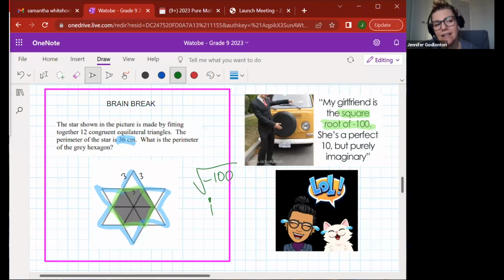SNV stands for signs, numbers, variables. It's just a way for us to remember how to break down a question.